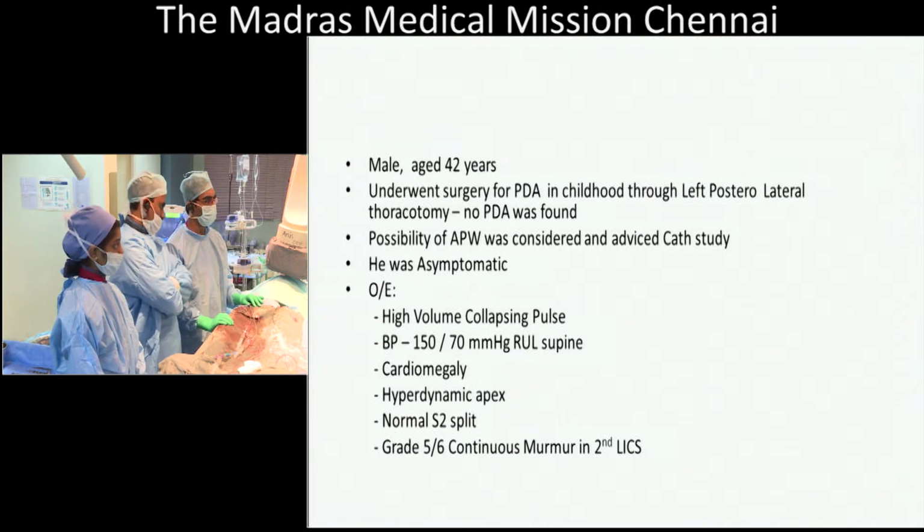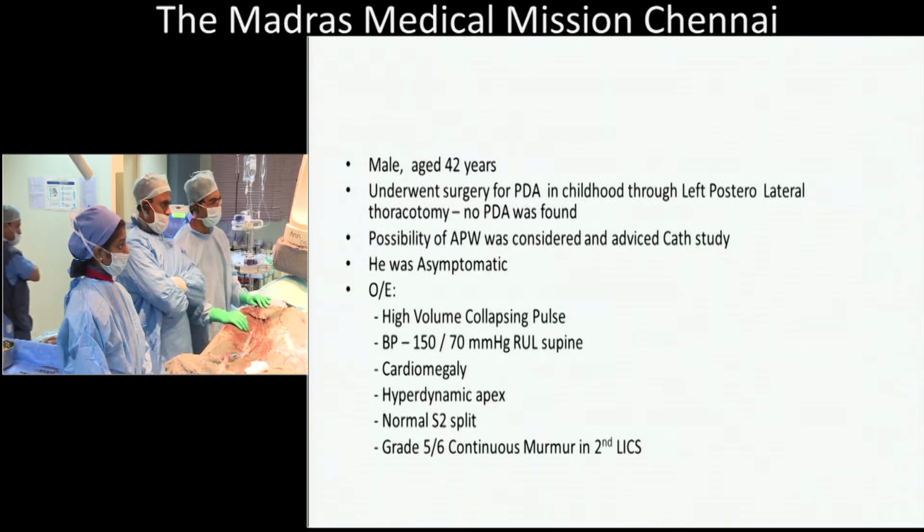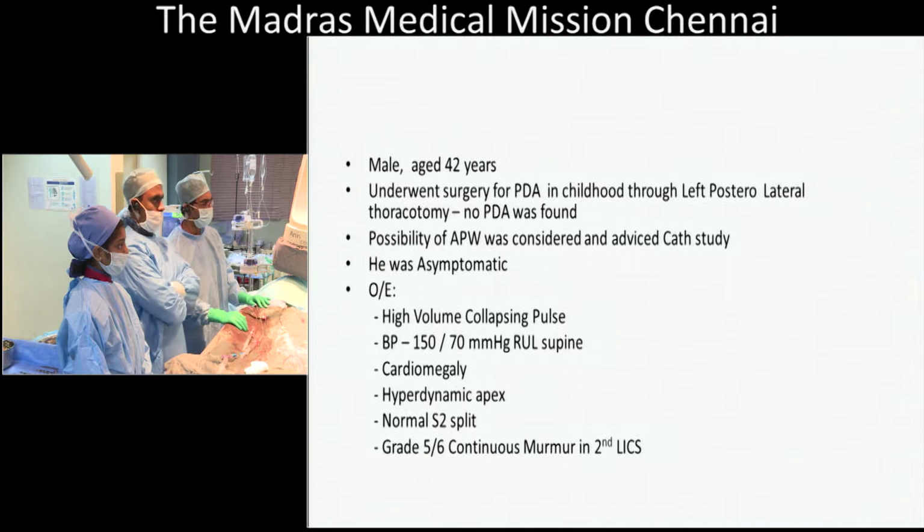He underwent surgery when he was 10 years old for PDA through a left posterolateral thoracotomy. On surgical notes, it was mentioned that no PDA was found. The possibility of aorta pulmonary window was considered and a CAS study was advised, which he did not undergo, and he was lost to follow-up. He is asymptomatic.